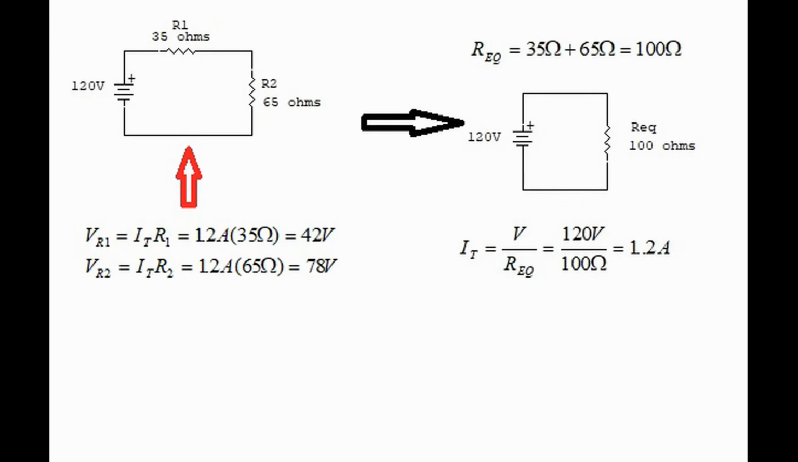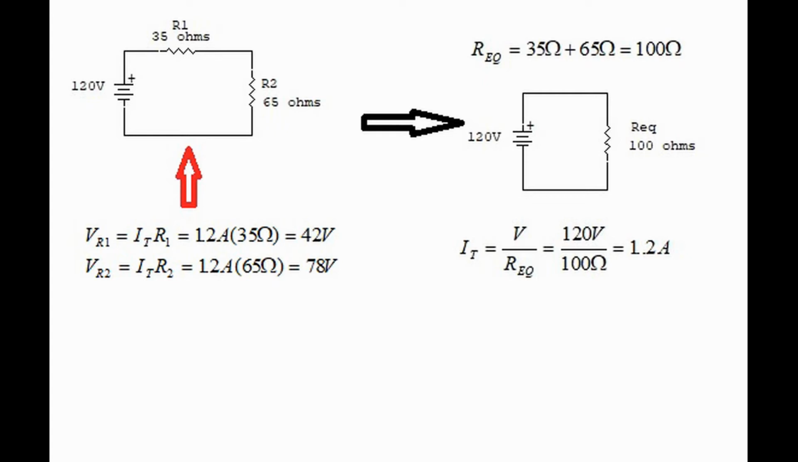Here is a problem with two resistors. The first step is to find the equivalent resistance by saying it's 35 ohms plus 65 ohms, which equals 100 ohms. Next, redraw the circuit so that you can find the total current. So now we have 120 volts and 100 ohms of resistance. So the current is 120 volts divided by 100 ohms, 1.2 amps.